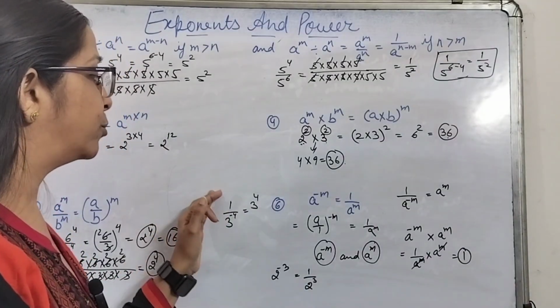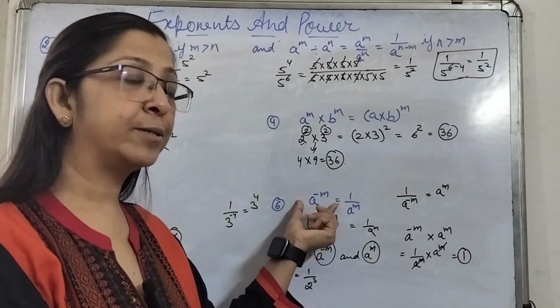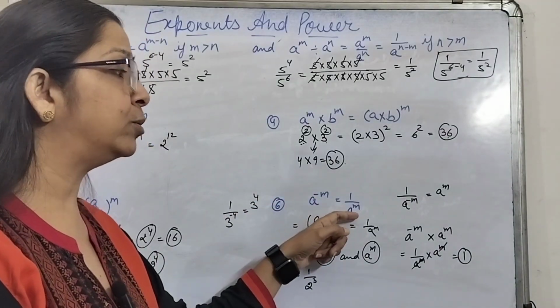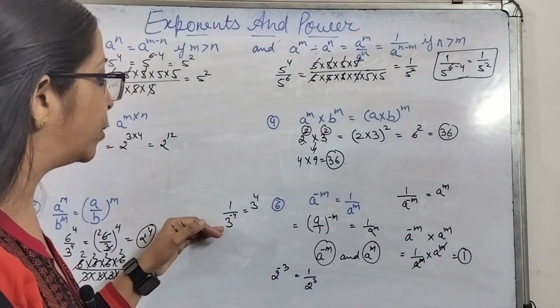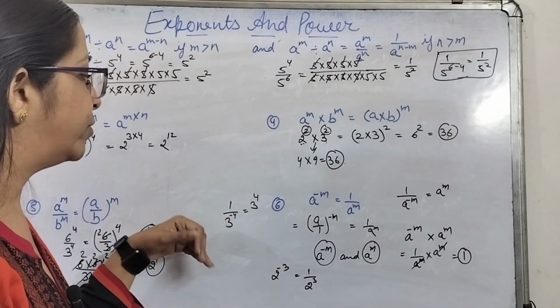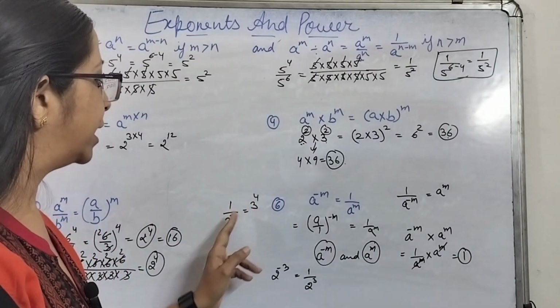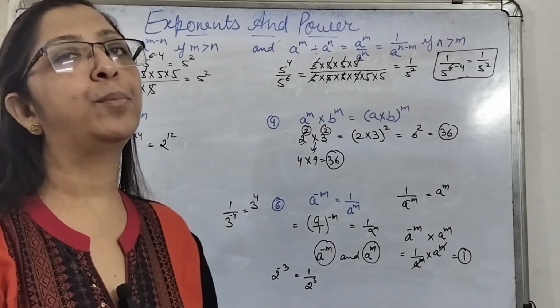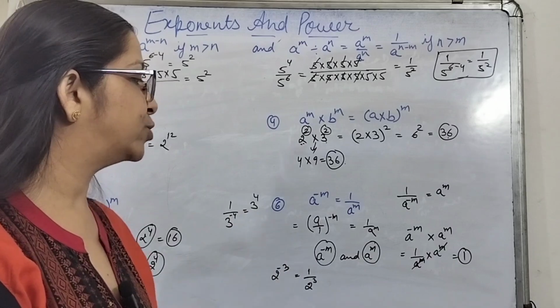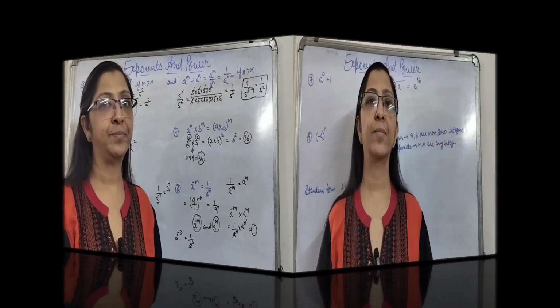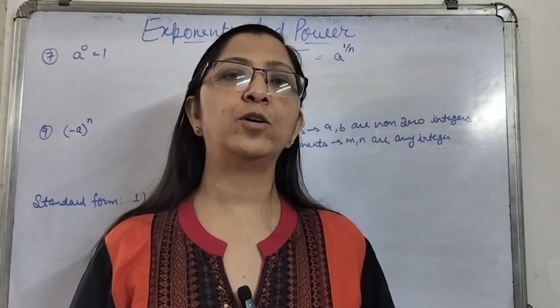So if in the numerator we have a negative index, we will transfer it to the denominator, and if in the denominator we have a negative index, we will switch it to the numerator and the power will become positive. From negative, it changes to positive. Now let's see some more laws of exponents.